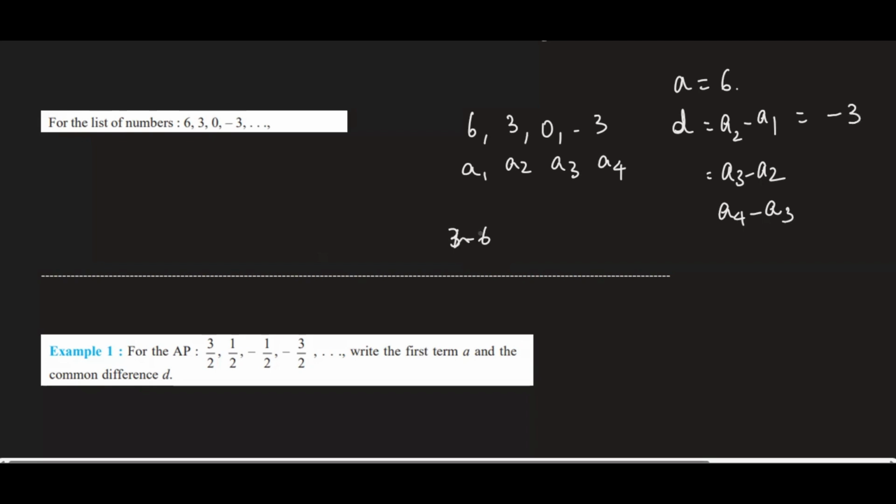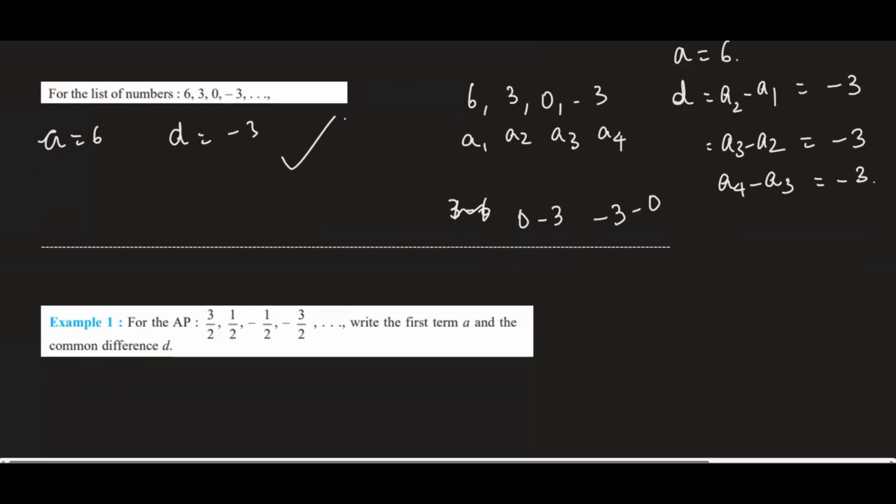Okay. Now again, A3 minus A2. So A3 is 0 minus 3. So minus 3, correct. Now what is A4 minus A3? So A4 is negative 3 minus 0, which is actually minus 3. So this also forms an AP. Here A will be 6 and D will be minus 3. Okay, clear? Let's move on to the book example now.